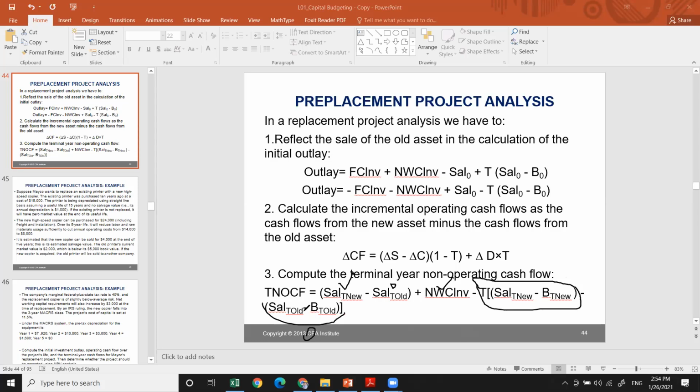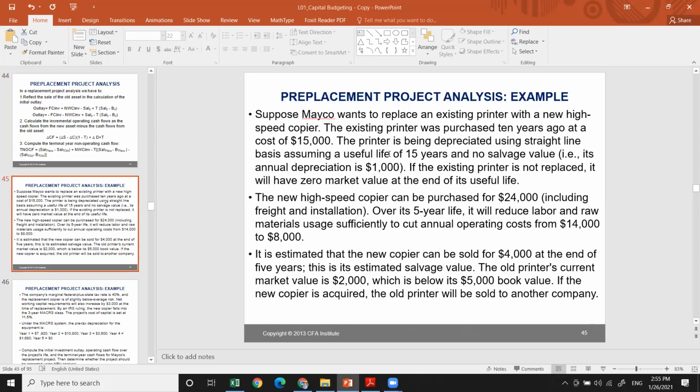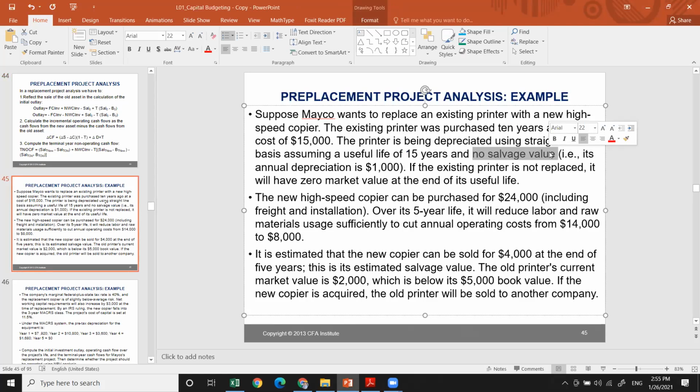These are 0, and this is 0. Why 0? Because it said its market value is 0 in the question. Of 15 years and no salvage value. So at the end of the 15th year, the book value will be 0. But in the 10th year, the salvage value is 2,000 and the book value is 5,000. It's totally different, but we are talking about the 15th year. This is what we are concerned about more.